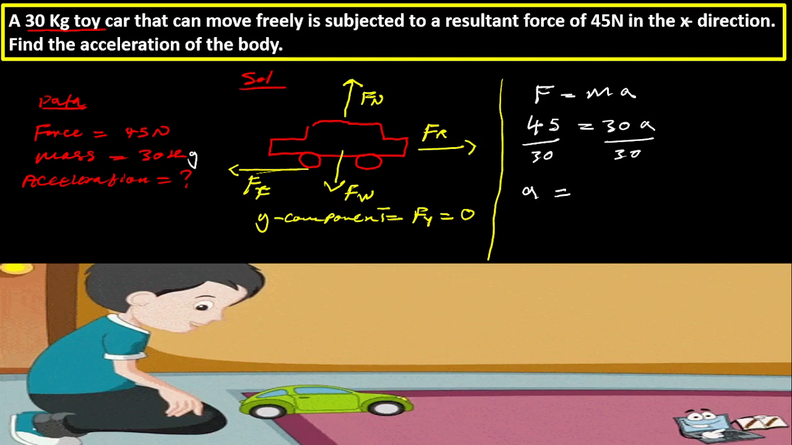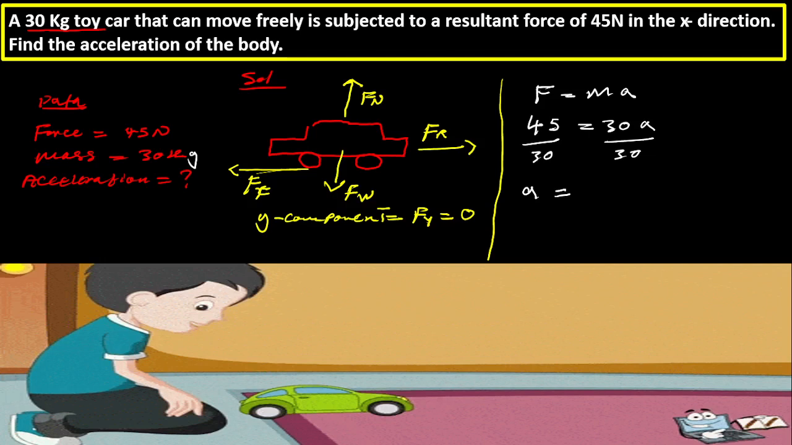What is 45 divided by 30? 1.5. 1.5, sir. All right, thank you. So 1.5 meters per second square. All right, so 1.5 is the final answer.